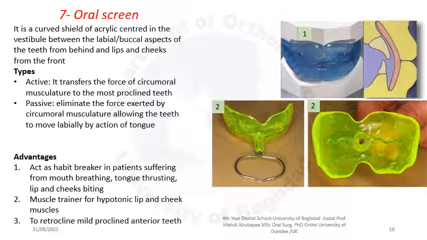Advantages. It acts as a habit breaker in patients suffering from mouth breathing, tongue thrust, lip and cheek biting, and it inhibits the thumb from entering the mouth or the tongue from getting in between the upper and lower incisors. The second advantage is muscle trainer for hypotonic lip and cheek muscles. So it can act as a muscle trainer, and the patient can press against the oral screen and the muscles become exercised. The last advantage is that it is used to retrocline mildly proclined anterior teeth.